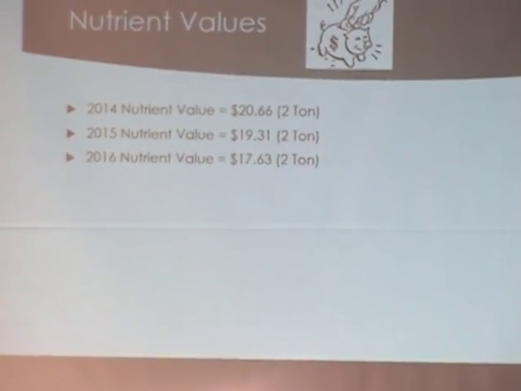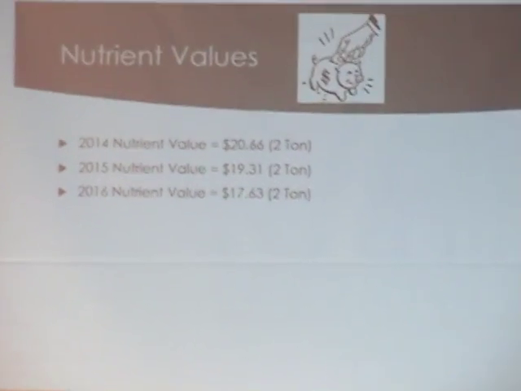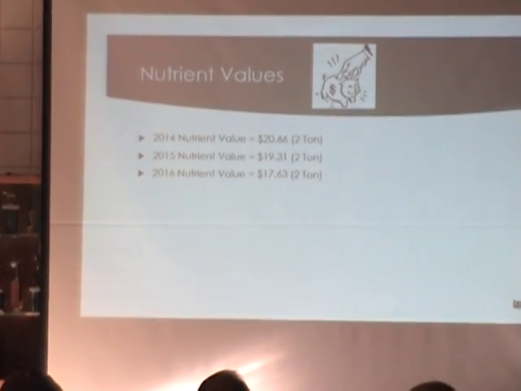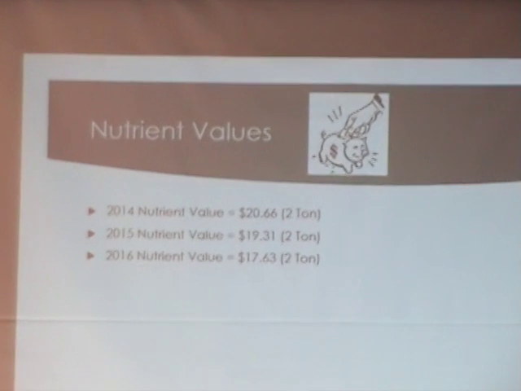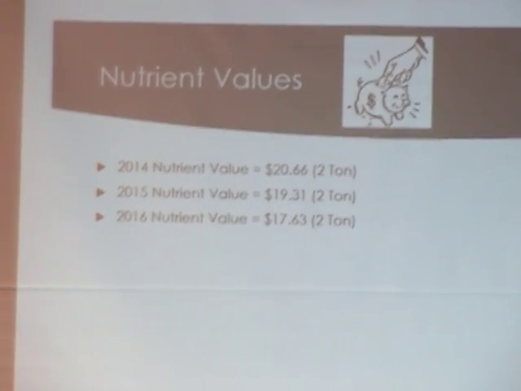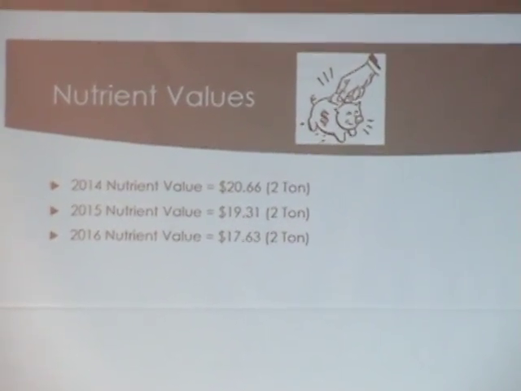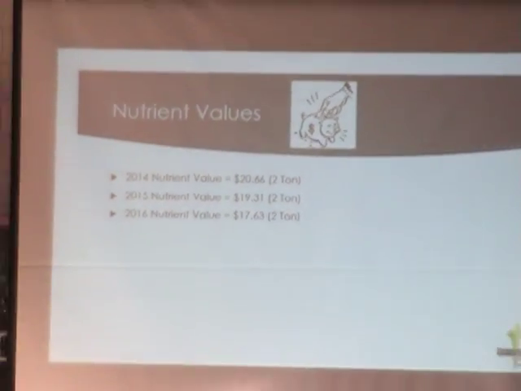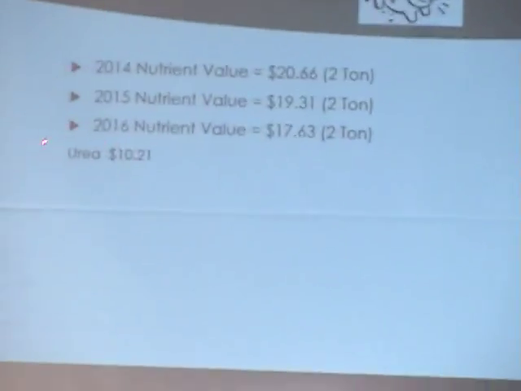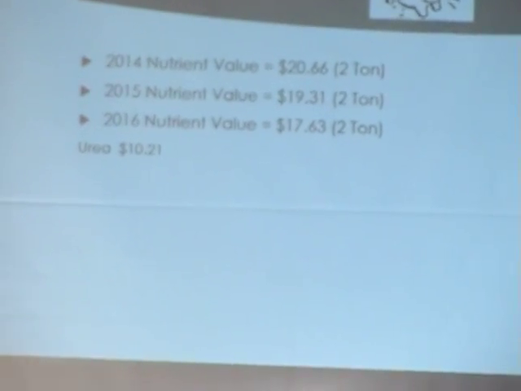And then for the nutrient values, 2014 was a little over $20, 2015, $19.30, and then 2016 we got $17.63 in nutrient values in the 2-ton application. Can anybody tell me why it's going down? Everything's going down. You've got urea, this is the dollar value going towards there.